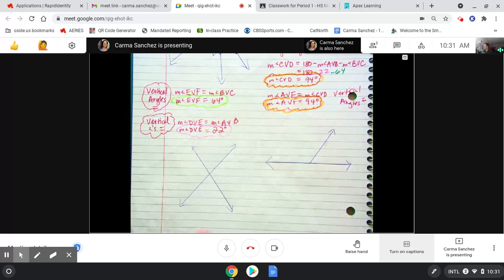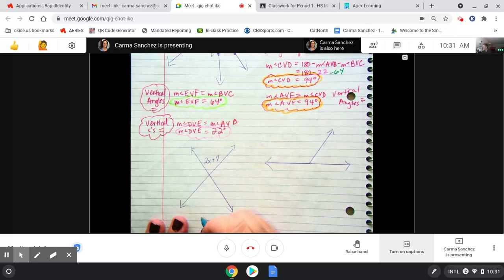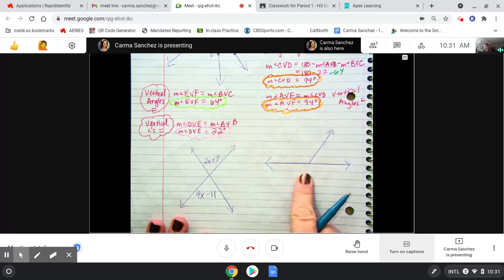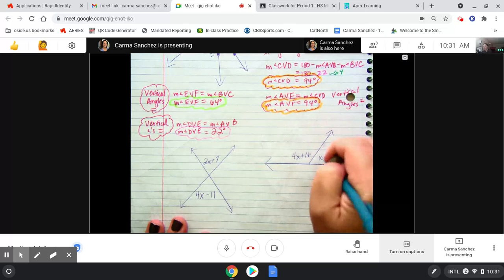All right, so in the first one, let's write 2x plus 7. In the second one, let's write 4x minus 11. And in this guy over here, let's write 4x plus 16. And let's write x plus 9.